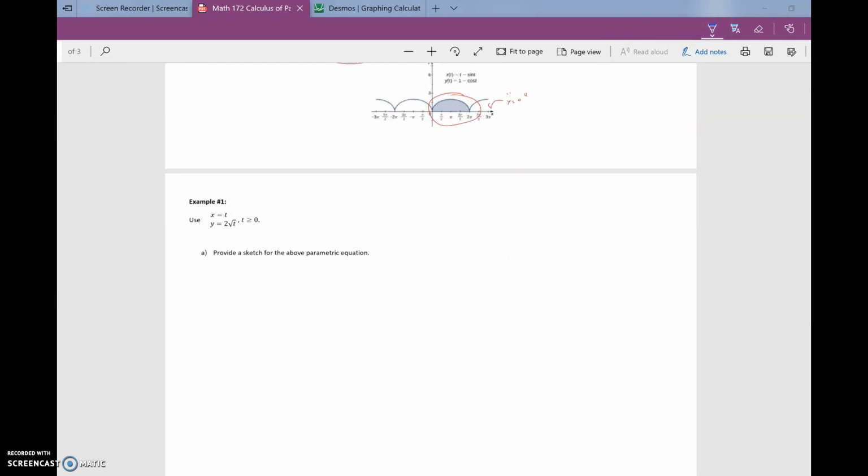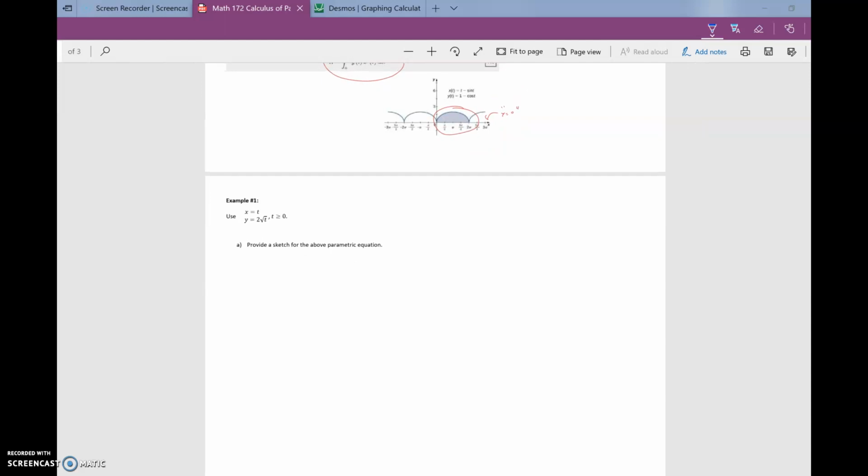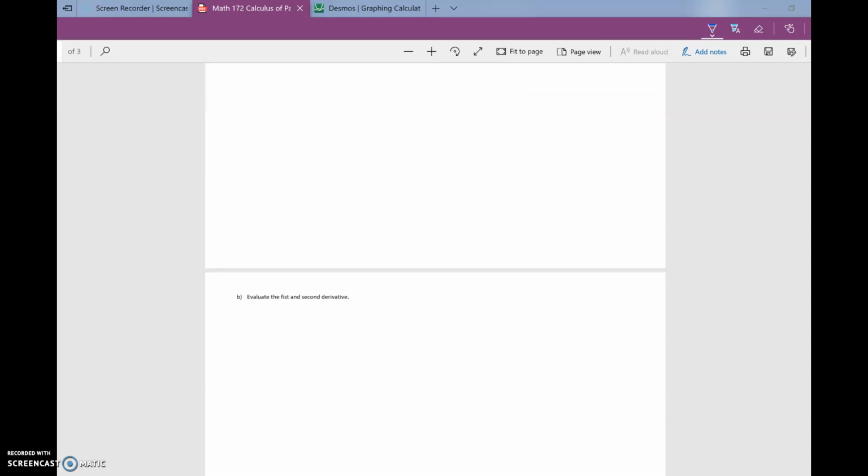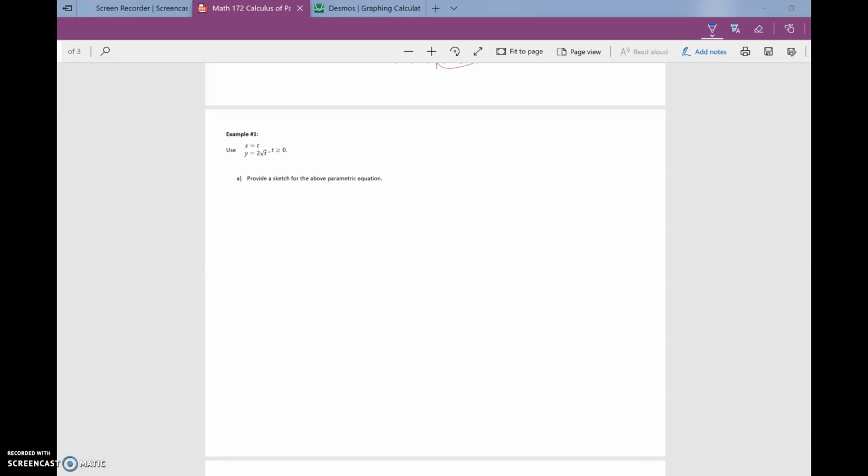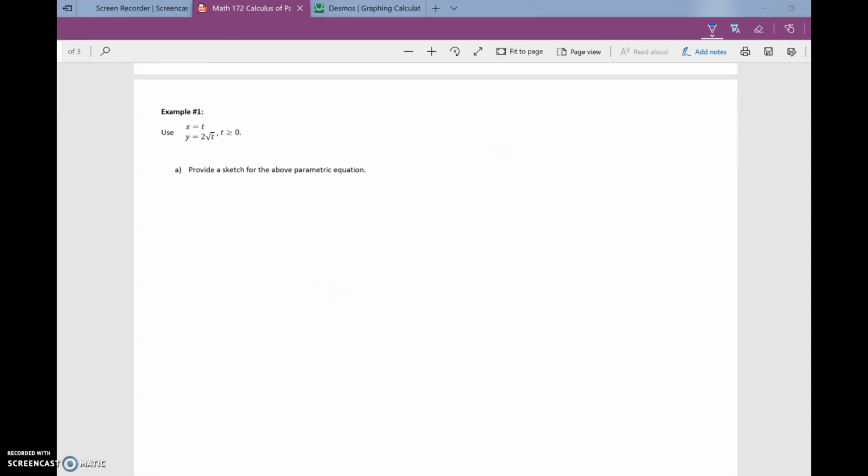Now, example 1, they're giving us a parametric equation, and they want us to provide the sketch and then simply evaluate the first and the second derivative of the parametric equation. They don't want us to do anything else. Now, for this particular one, let me create a table, plug in 3 coordinate points, and then complete it.